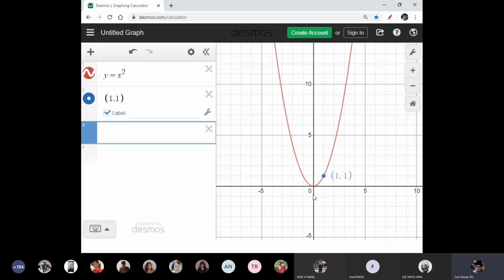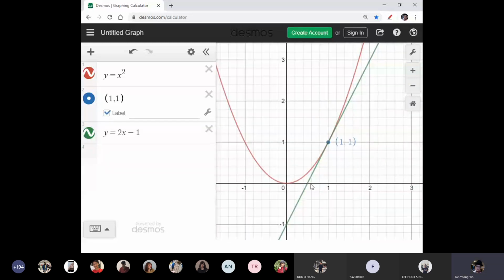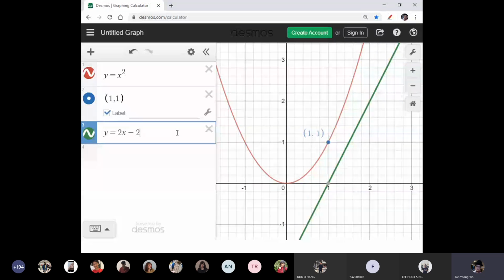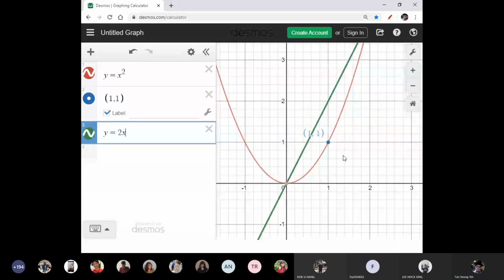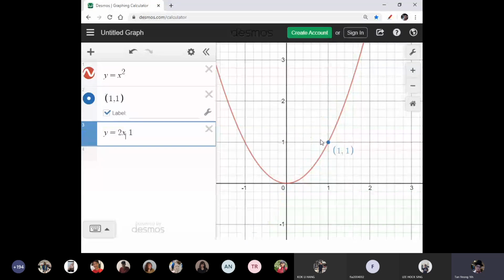We actually draw a straight line that touches this point. Now I'm going to draw a straight line to touch this point. You see, this straight line touches this point, just one point only. This line is not considered the right line, and this one also cannot. So we need to find one straight line that touches this point. So we draw it.